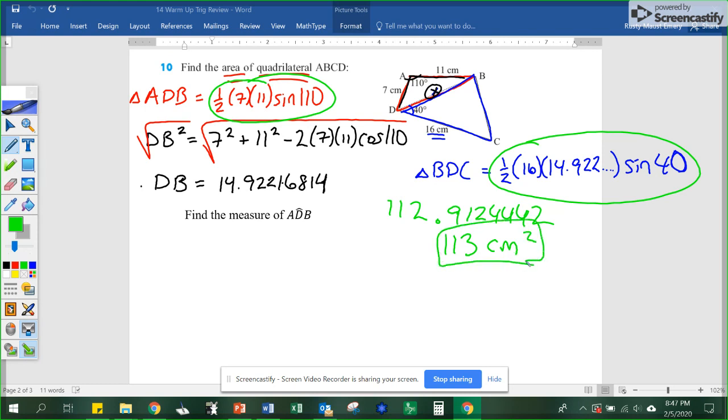So hopefully you guys can read that green. Not too confident about that, so there you go. 113 centimeters squared.